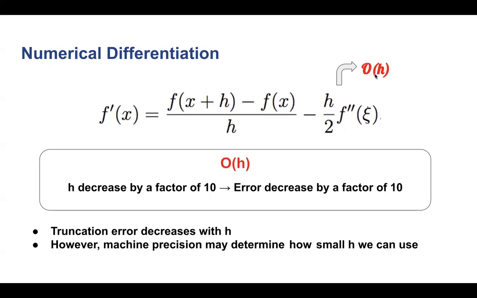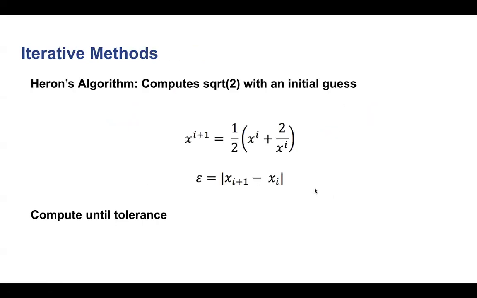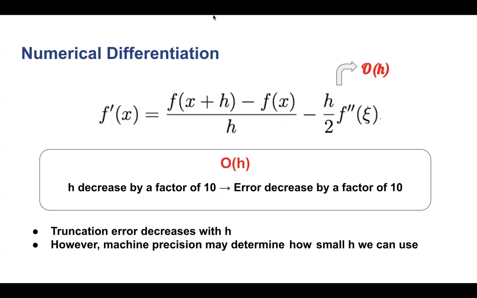Nobody had asked me this: why is it called order of accuracy? Order of accuracy means if I'm decreasing the step size by a factor of 10, then my error also decreases by a factor of 10. Okay, if I say my order of accuracy is h square, what happens? When I'm decreasing h by a factor of 10, my error decreases by a factor of 100. So that's what is called order of accuracy, how it is related to the step size. So now we have seen truncation error decreasing with h, and machine precision. Okay, let's do some problems related to this.